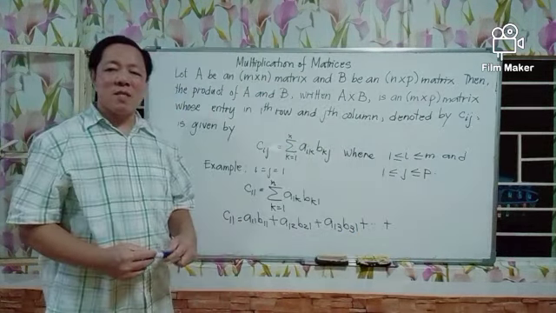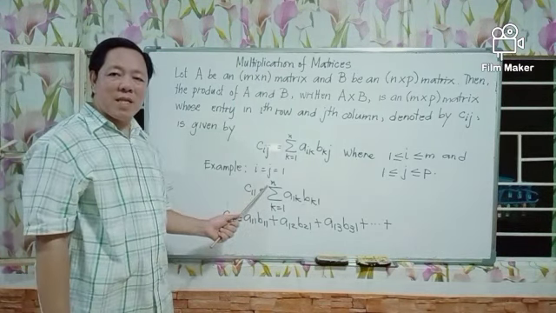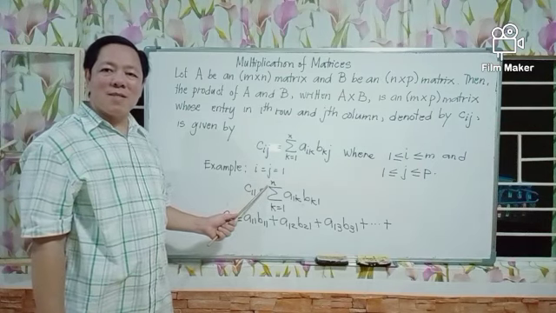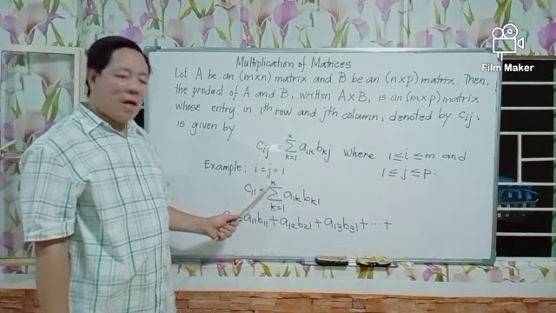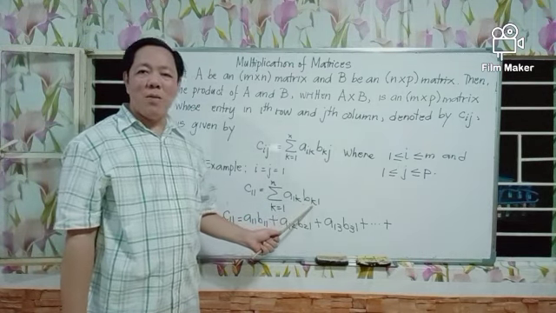Plus, up to plus the last term, which is obtained when K is equal to n. The upper index of the sigma notation is n. That means the last value of K is n. And when K is n, the last term is A 1,n multiplied by B n,1.